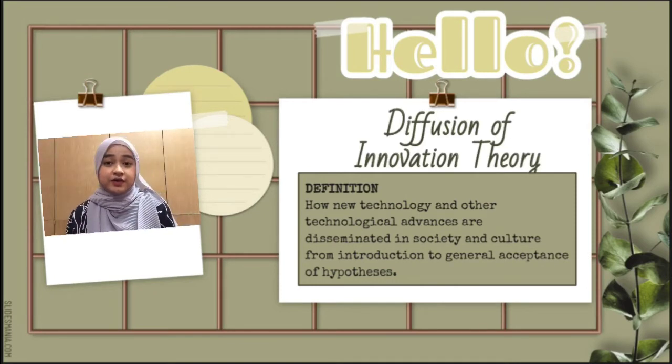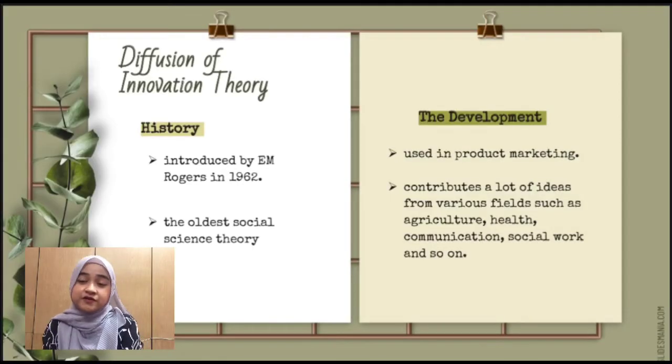Diffusion of innovation theory: how new technology and other technological advances are disseminated in society and culture, from introduction to general acceptance, is the definition of the diffusion of innovation theory. The history of the emergence of this theory was that it was introduced by E.M. Rogers in 1962 and is the oldest social science theory.